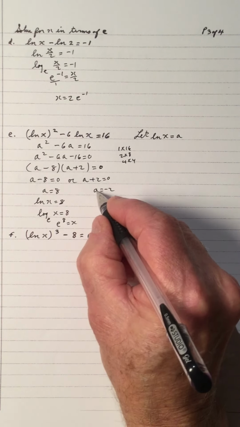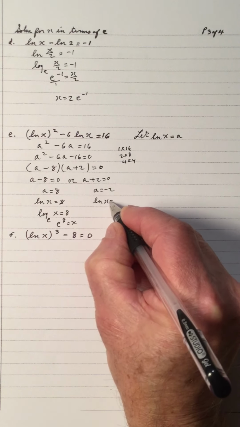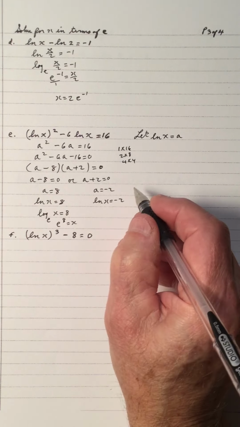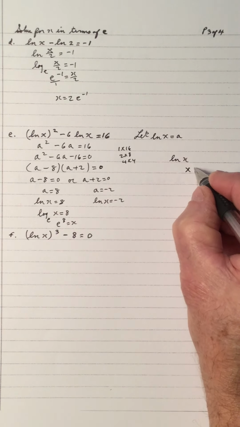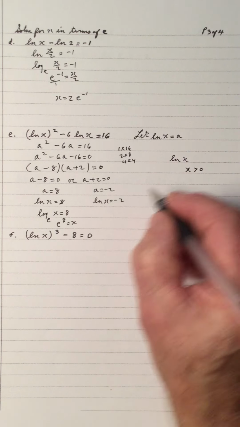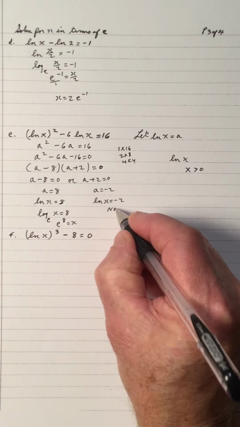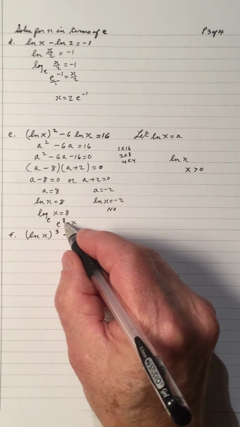And right here we got a equals negative 2. So ln x equals negative 2. And just look, the ln of x has to be greater than 0. You can't do the ln of a negative number. So that negative 2 doesn't work here. So the answer is e to the 8th.